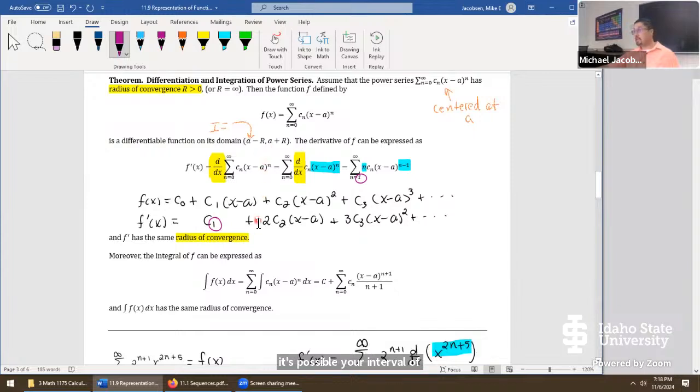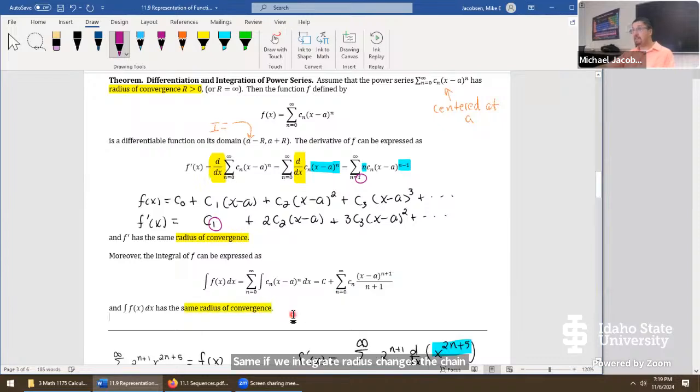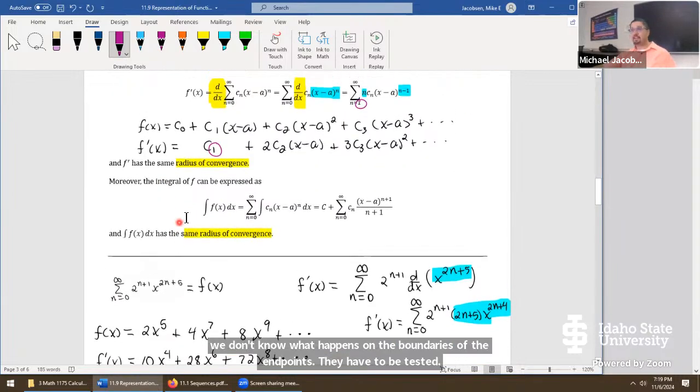So in other words, if we converged on the left boundary or the right boundary and differentiated, we might not converge any longer on the boundary values. The radius stays the same, but the endpoints of the interval can potentially change. Same if we integrate. Radius stays the same, but we don't know what happens on the boundaries at the endpoints. They have to be tested. But here's how integration goes.